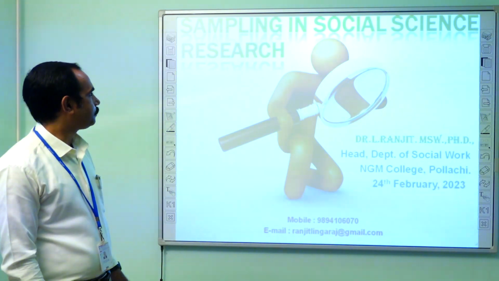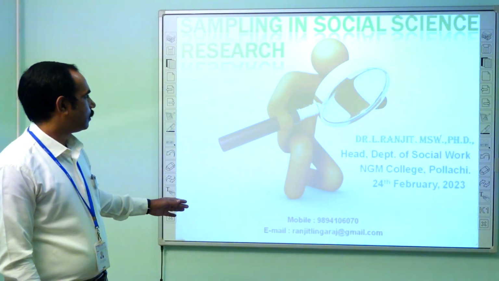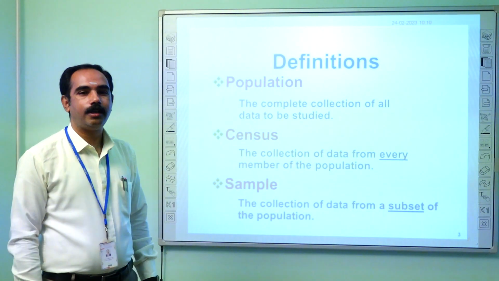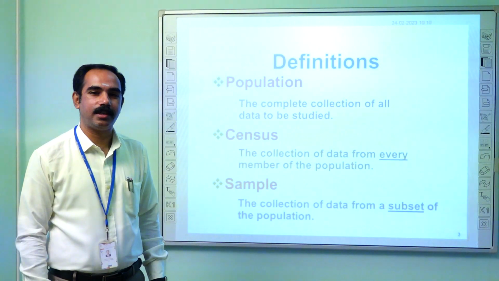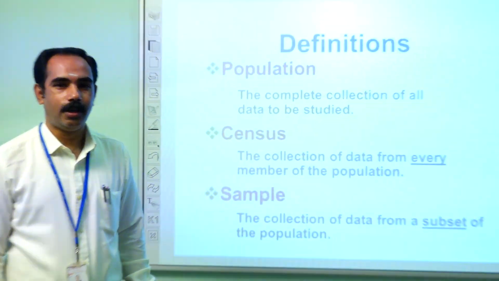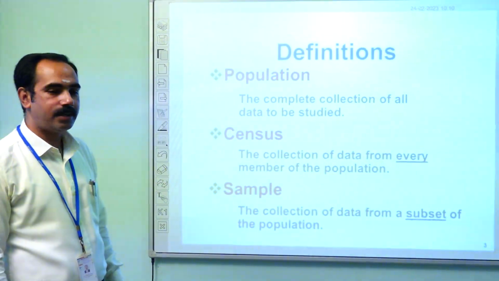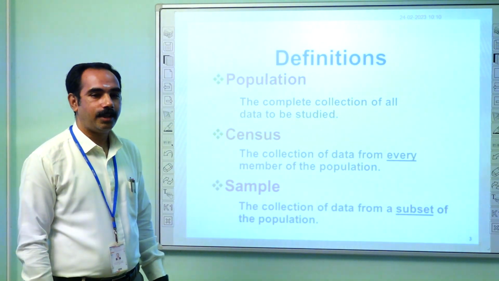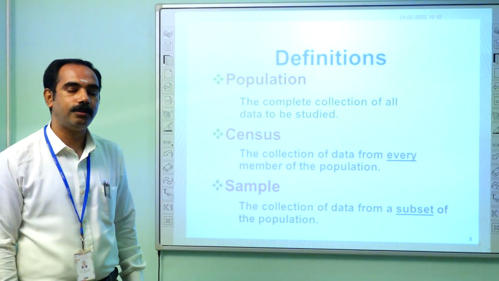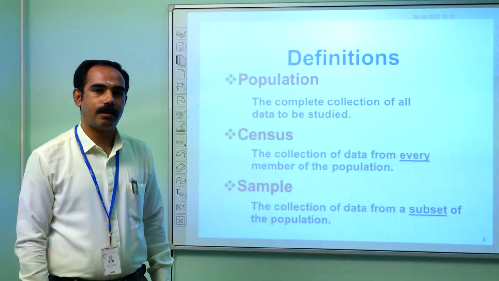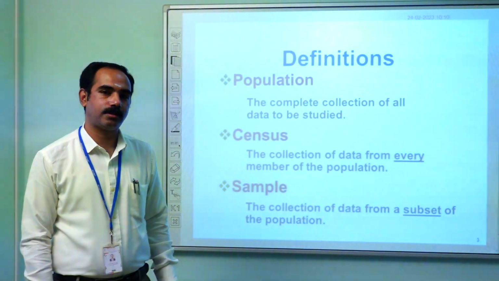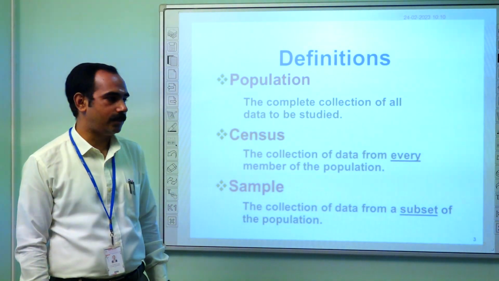Sampling. Before going into sampling, we have to see what is population, because a sample is drawn from the population. So what is population? It is the complete collection of all the data to be studied. It is the complete set of elements from which we are going to select the sample. That is what we call population.